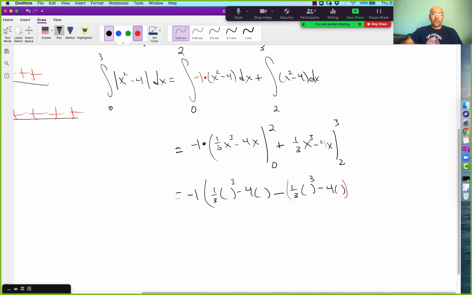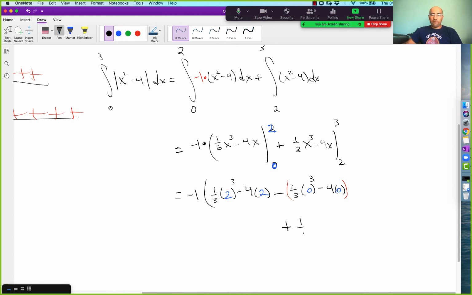Okay, so here I want to insert these limits, the 2 and the 0. So 2, plug into each of these. I get 1/3 2 cubed minus 4 times 2 minus, and now it's the 0 plugged into each of these. 0 goes into there, 0 goes into there. That takes care of this part. Good. I still have to deal with this part.